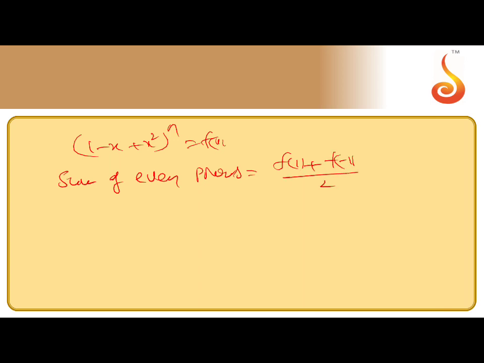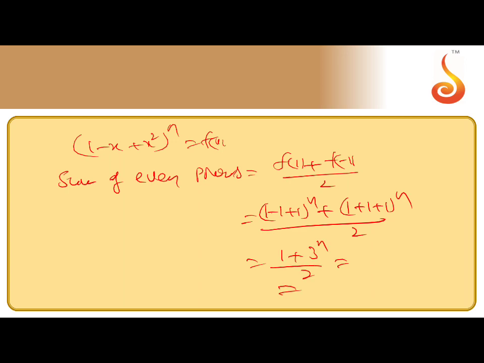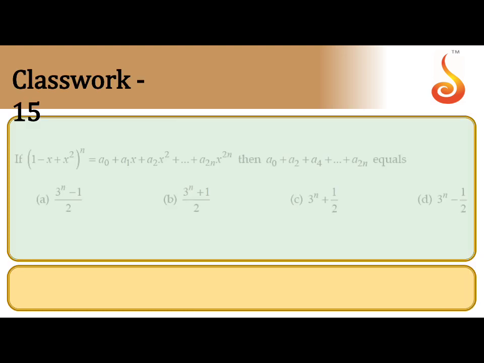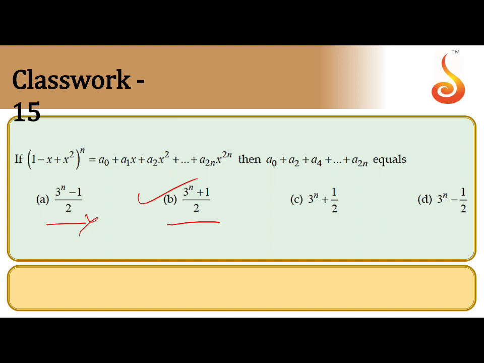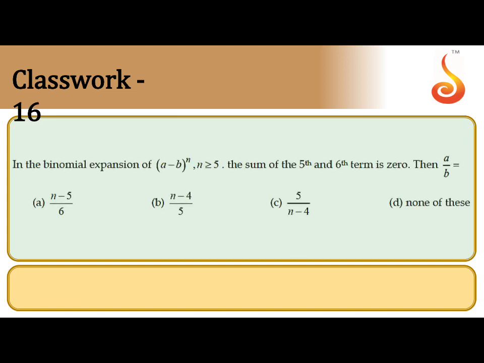f(1) means substituting x = 1: (1 - 1 + 1)^n plus (1 - (-1) + 1)^n, all divided by 2. So 1 - 1 cancels, you get 1^n, so (1 + 3^n)/2. So the answer is (3^n + 1)/2 for the sum of even powers. If it is the sum of odd powers, it is (1 - 3^n)/2 only. I hope this is clear. Check whether the answer is correct or wrong. (3^n + 1)/2 is the answer. The first option is (3^n - 1)/2, not (3^n + 1)/2. Option B is correct. I hope this is clear.